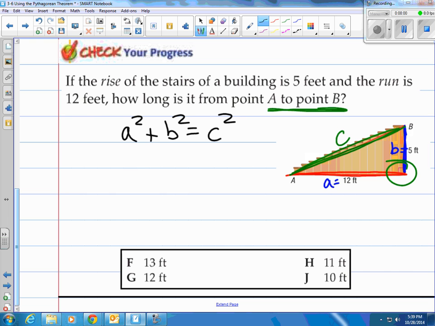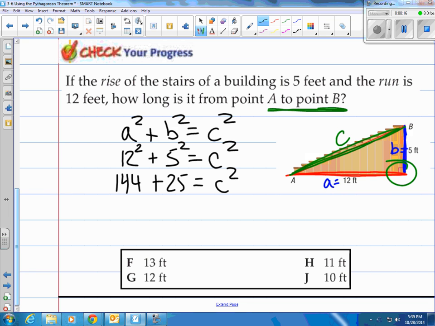Plug in what we do know. We do know A. It's 12. 12 squared plus B. What's B? 5 squared. There it is. And we have C squared. Now let's take 12 squared. That's 144. I actually calculated. 5 squared is 25. C squared sits around for a while until we get the adding of this done. Here we got 169 there. I can add that in my head.